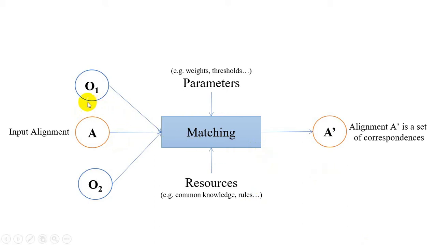So we start with two source ontologies, and we have some kind of input alignments, and this is the input of the matching process, which also takes into account some models, like for example some parameters such as weights, or some external resources such as knowledge bases or rules. They guide or help the matching process, and the output here is the alignment called A prime, and it's a set of correspondences or mappings between single ontological concepts in these two ontologies, O1 and O2.